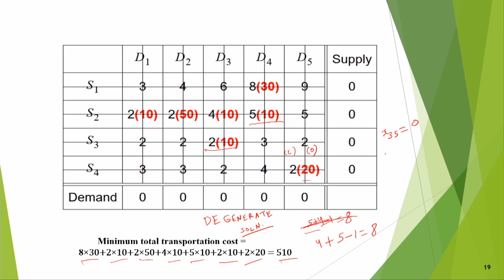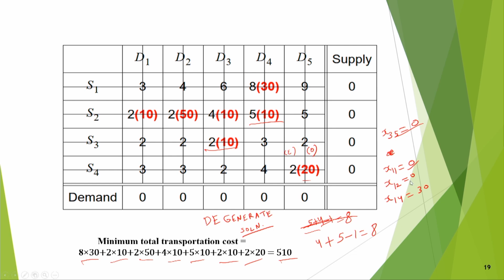Other basic variables are okay. What about the others? x11 is non-basic, it is 0, because we have not allocated anything. x12 is also 0, but x14 is 30. Like that, x35 is 0, and x11 is also 0, but x11 is 0 because it is non-basic, we have not allocated anything. In x35 we are saying that we have actually allocated, but its value is 0, we have allocated 0 quantity.